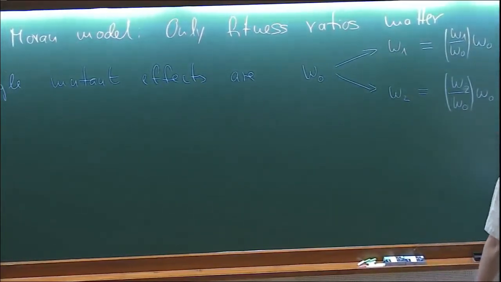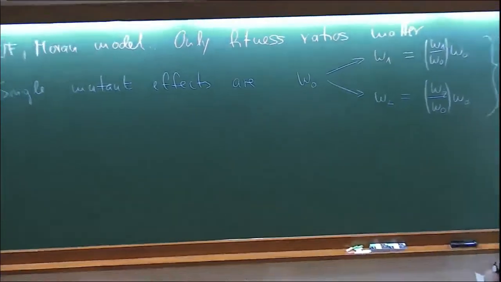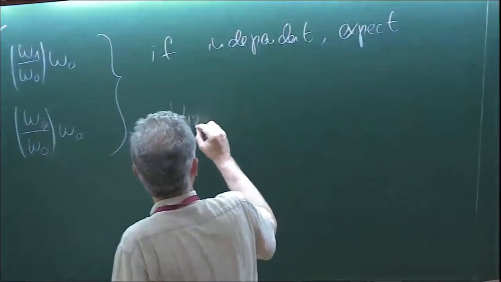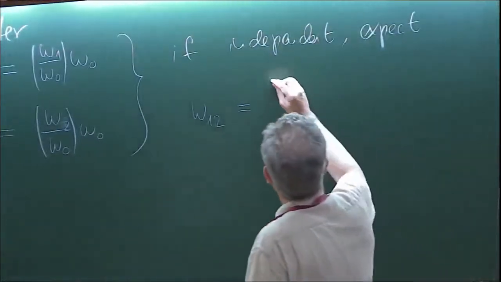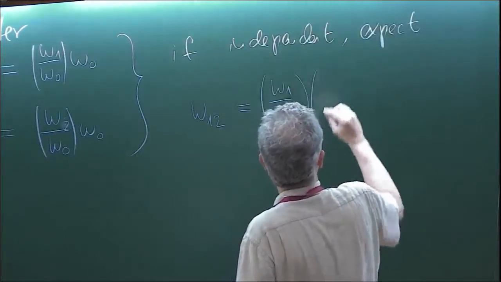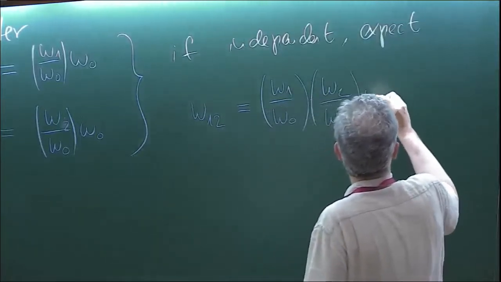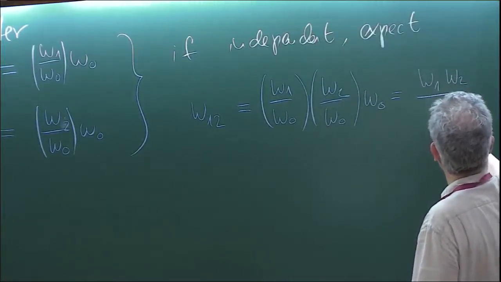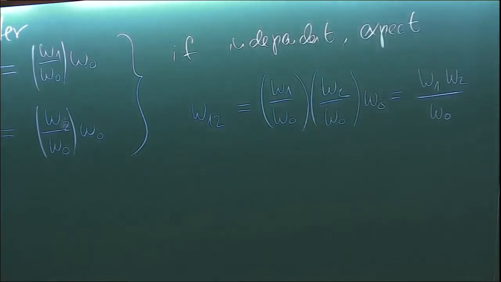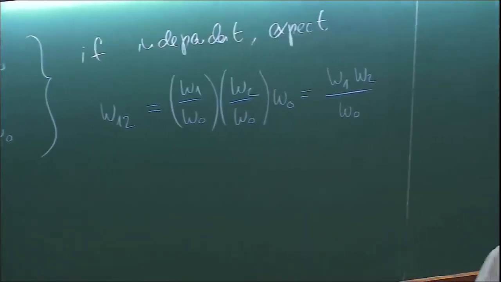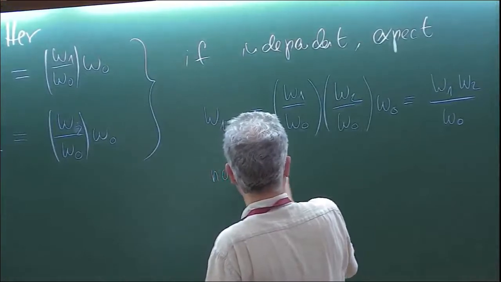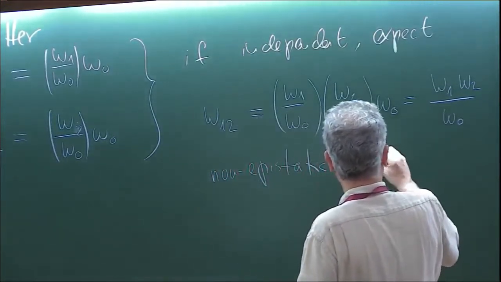So if they are independent, we expect that W12 is equal to the product of these two factors times the wild type fitness. And one of these W0s can cancel, so this just gives me W1 W2 divided by W0. Okay, so in this terminology, this would be the non-epistatic expectation. This is what I expect to see if these mutations were independent, right? So this is a non-epistatic expectation.